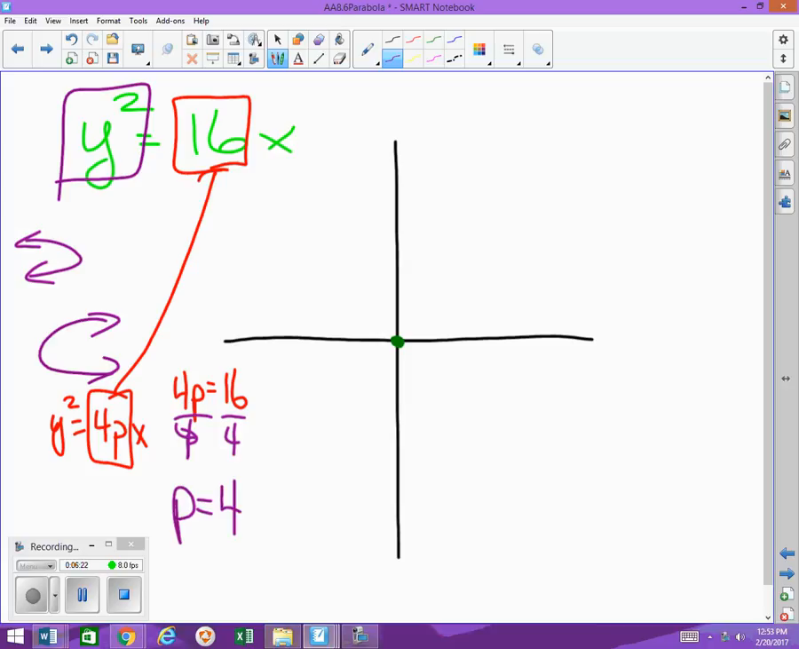And so our focus point is going to be 4 to the right. It is going to be at 4, 0. And our directrix is going to be 4 to the left.